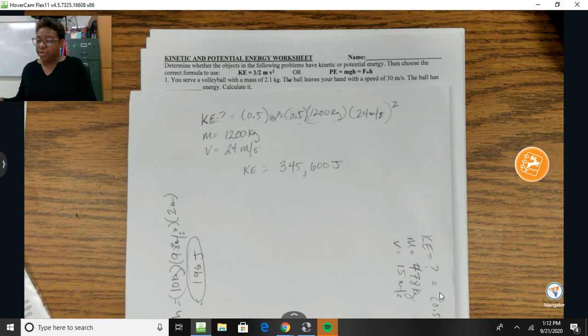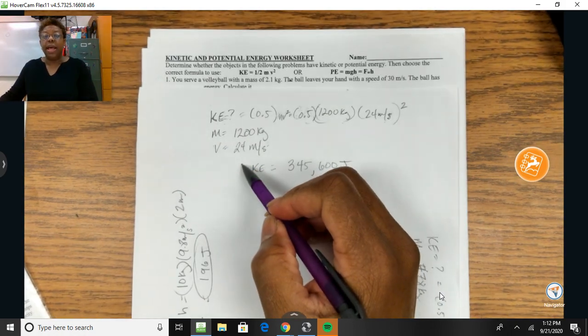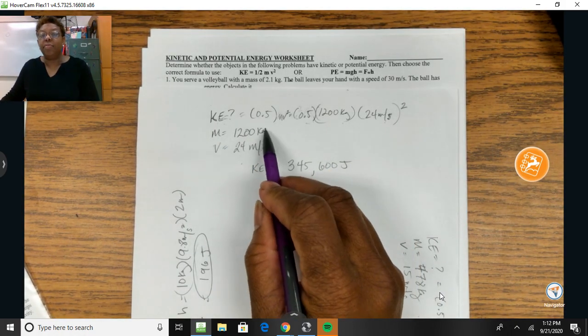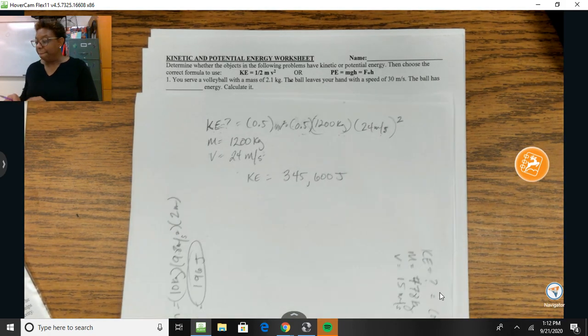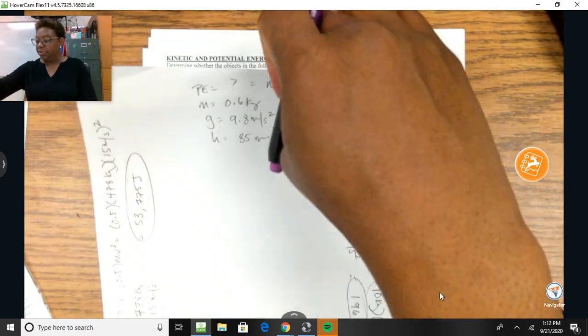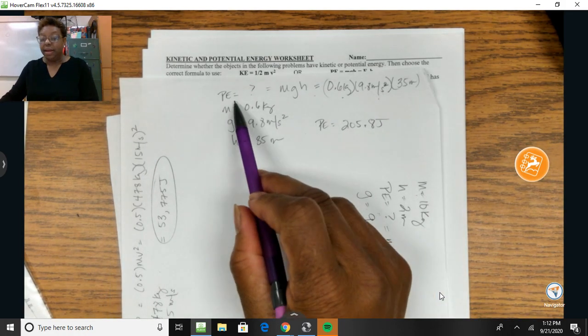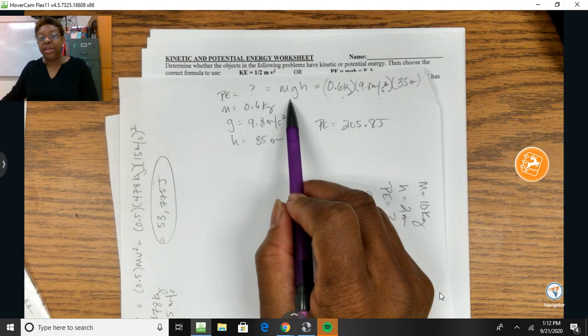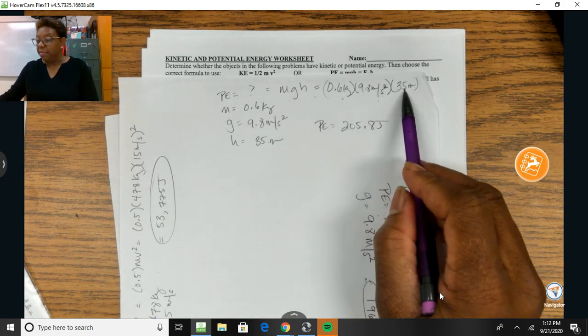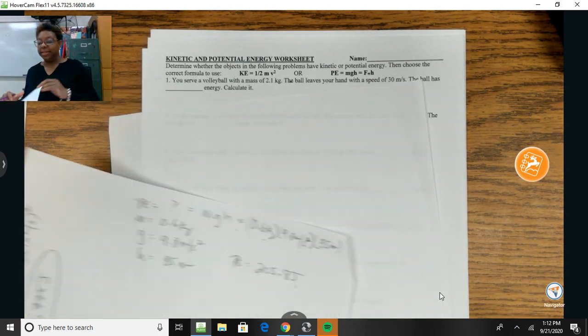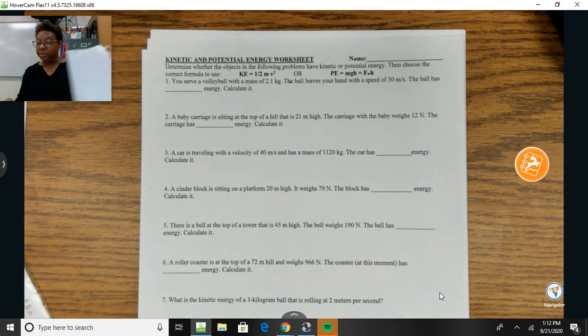Right, so I listed my variables. I identified my equation, 1/2 mv squared, and I plugged in my numbers and gave an answer. Same is true down here. Now I'm solving for potential energy. Here's my equation. I listed the variables that were given. I plugged them in, gave me an answer. That is how I want you to execute these problems.